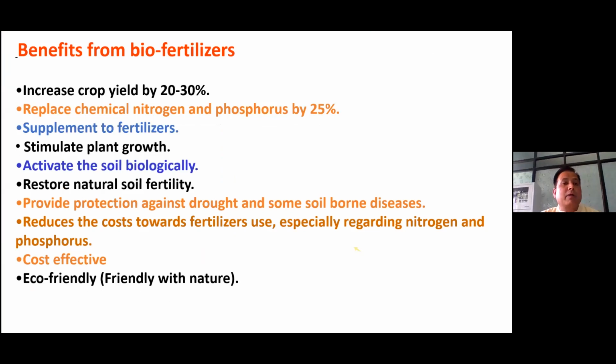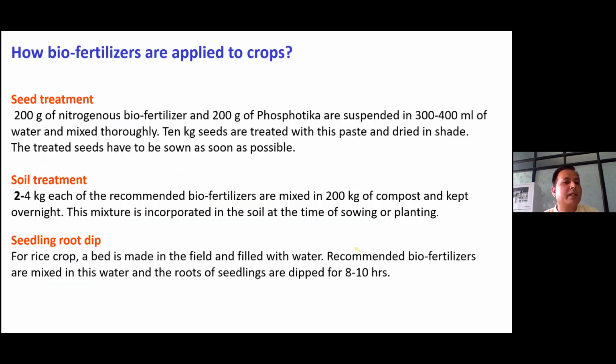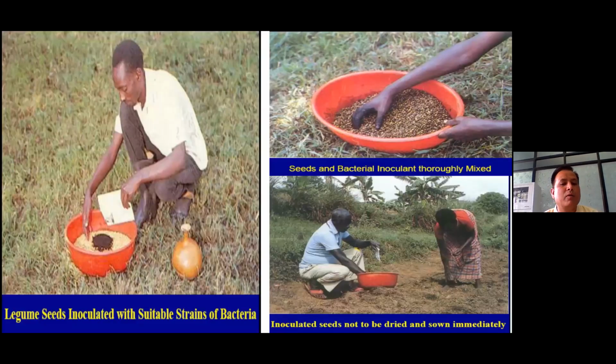The most advantageous thing about adding biofertilizers is that we can have a 20 to 30% increase in yield. We can replace almost 25% of the nitrogen and phosphorus which we would add chemically. It is a good supplement to fertilizers. And of course, we can restore the natural soil fertility. These are eco-friendly and permissible in the organic farming system. Then we can have seed treatment, soil treatment, and seedling treatment. These are the different ways of using biofertilizers. Here are pictures of how we mix or inoculate the seed with suitable strains of bacteria or biofertilizers.